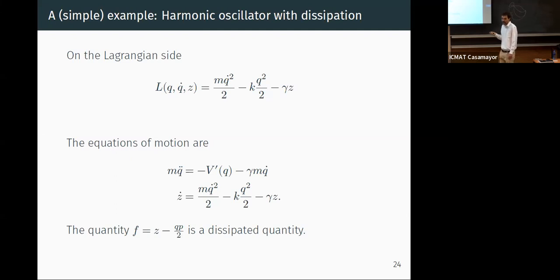And one interesting thing is that this system has a dissipated quantity apart from the Hamiltonian. This is not the case for the classical harmonic oscillator. And it is this simple quantity, which is just the action minus the position times the momenta divided by 2.